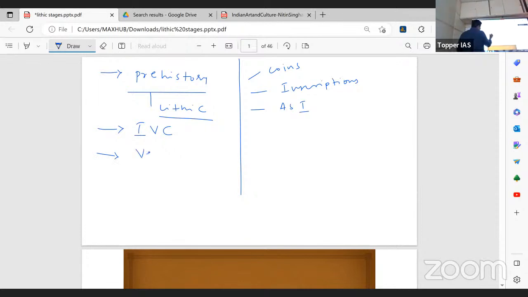So then comes the Vedic era, or Vedic phase. Okay, right? So Vedic era or Vedic phase.